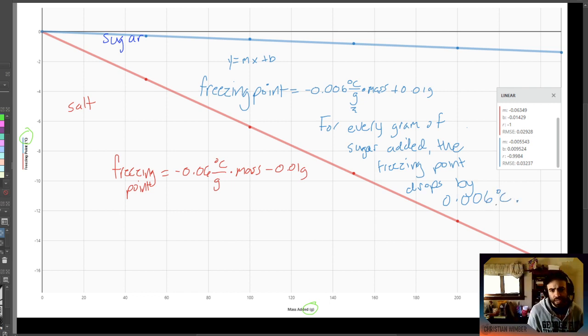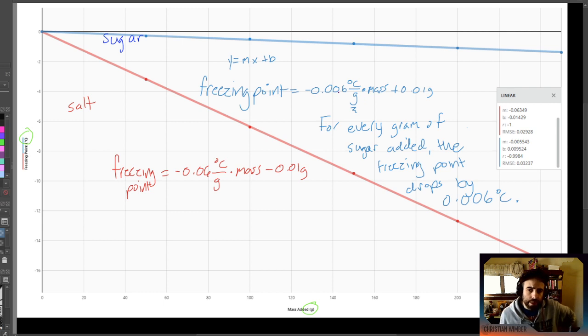This is a for every statement. It's always for every what's on the bottom, there is some change of what's on the top. This should not be the first time you've seen that. We've done this a lot. This is how I want your interpretation of the slope pretty much every single time. I do have some students who say the top number first: for every 0.006 degrees Celsius you want to drop it, you have to add 1 gram. That's not wrong. I just don't prefer it. I prefer for every 1 gram of sugar added, it's going to drop by 0.006 Celsius.